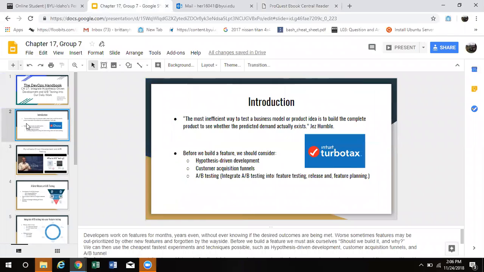All right, the most efficient way to test a business model or a product idea is to build the complete product to see whether the predicted demand actually exists. Before we build the feature, we should consider hypothesis-driven development, customer acquisition funnels, and A/B testing.